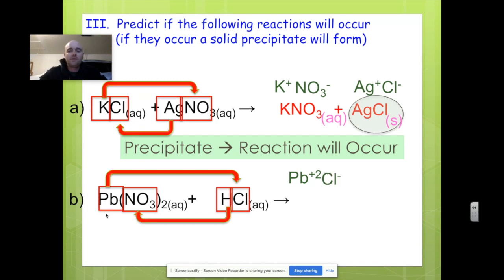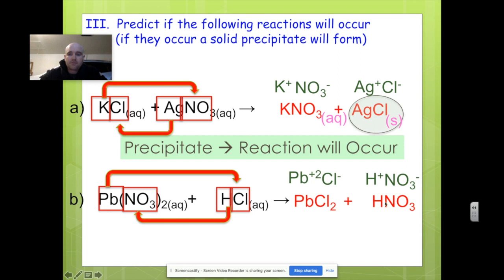And then we have chlorine right here, which is a -1 charge. Okay, so a 2+ and a -1 right here. If we crisscross those charges, our product will be PbCl2. And we have H+ and we have NO3-, and those will cancel out to make HNO3.